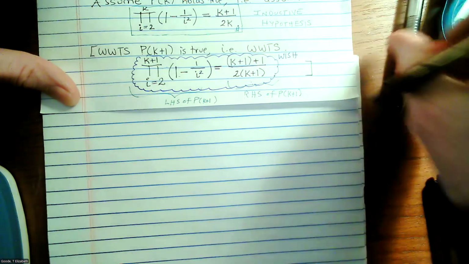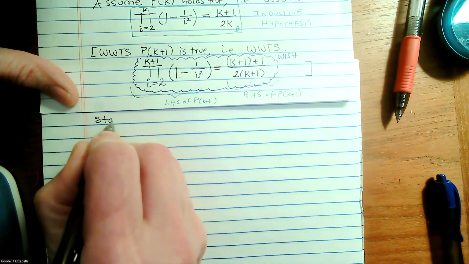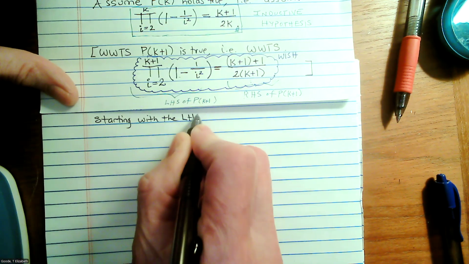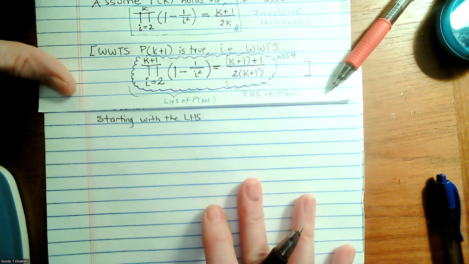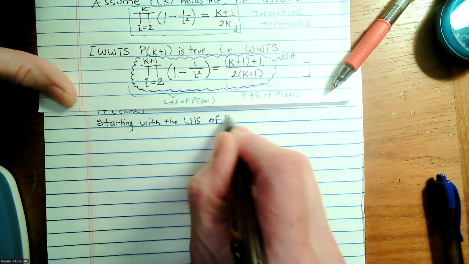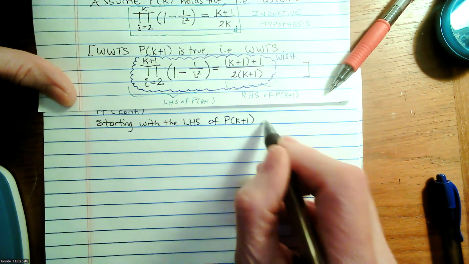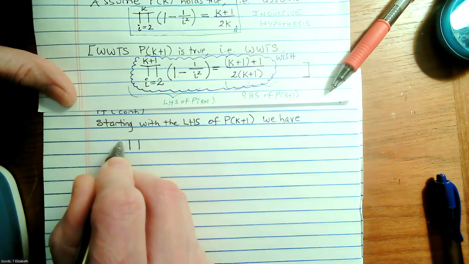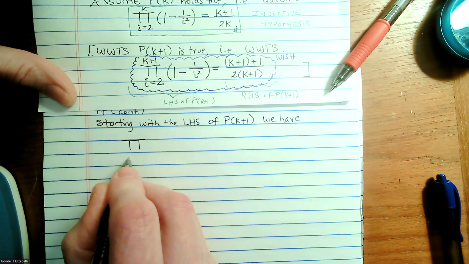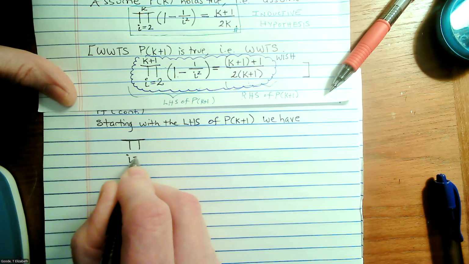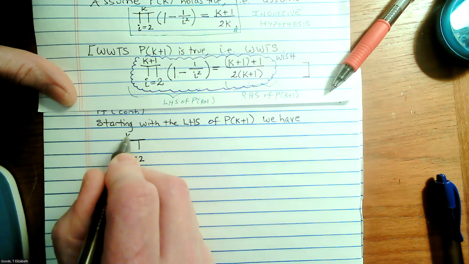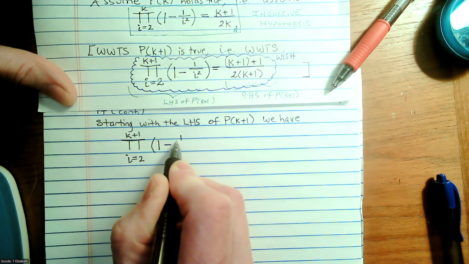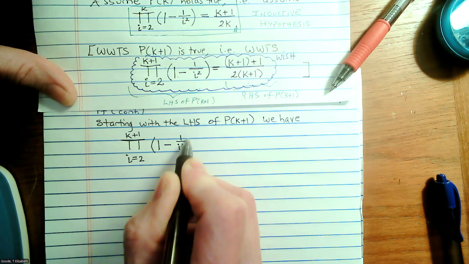Okay. All right. So starting with the left-hand side of P of K plus 1, what do we have? We have the product, I equals two, up to K plus one. Let me make sure I'm right. One minus 1 over I squared, I equals two.